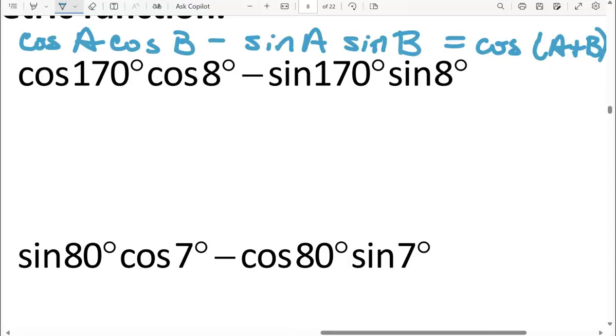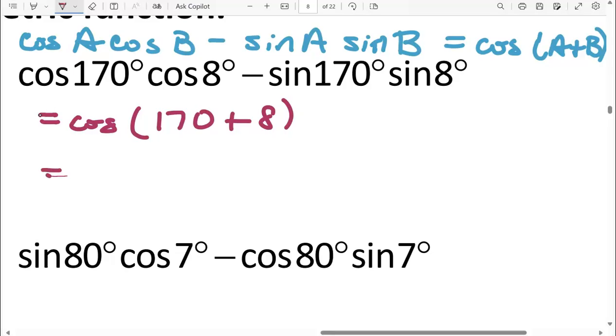In number 2, this fits the pattern of cosine A times cosine B minus sine A times sine B, which is equal to cosine of A plus B. So the expression is equal to cosine of 170 plus 8, or cosine of 178 degrees.